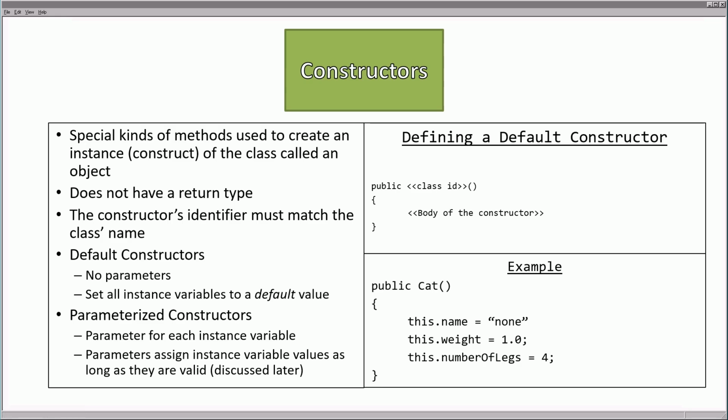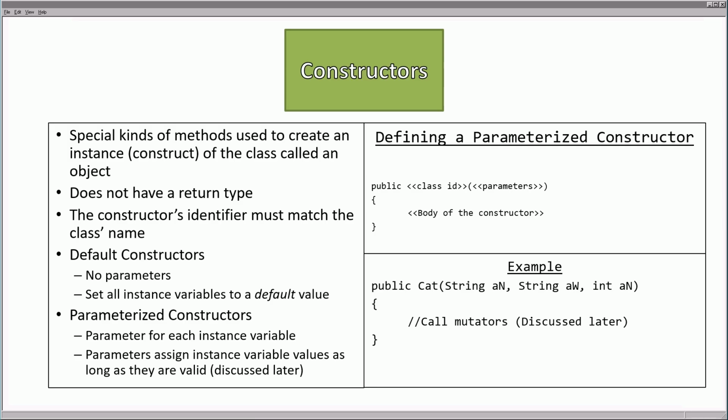Now there are two different versions of constructors that we're really going to talk about. One is called the default constructor and the other is called a parameterized constructor. Basically, the default constructor takes in no parameters. So this example right here is an example of the default constructor because there are no parameters. The purpose of a default constructor is to set all of the instance variables to some sort of default value.